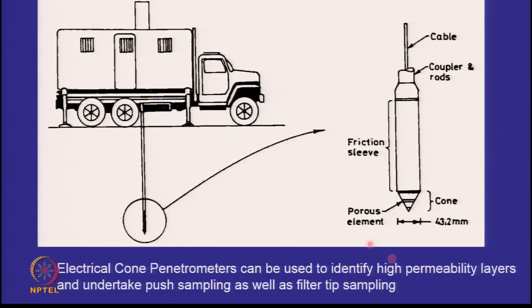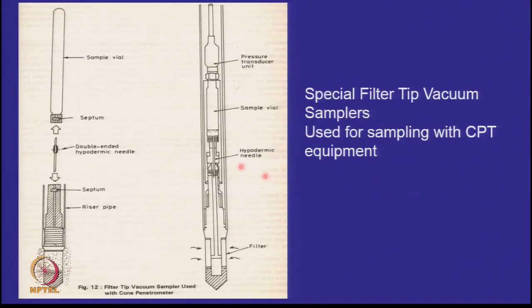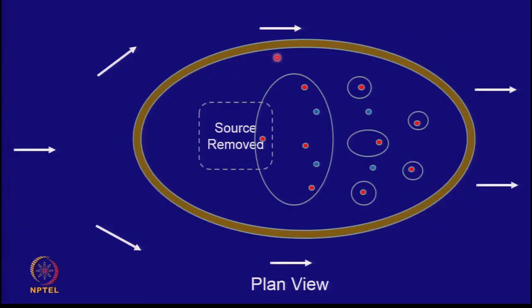So in contaminated sites, we talked about high-end equipment which can be pushed into the ground, an electrical cone with a filter tip, and how we can also use special vacuum samplers to take samples and detect what the contamination is at various depths, and how we can then look at remedial measures in terms of control through cut-off walls, and also in terms of bringing back to the original condition by pump and treat, by pumping out and injecting and removing the source.